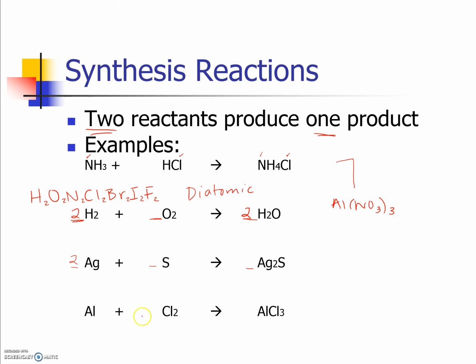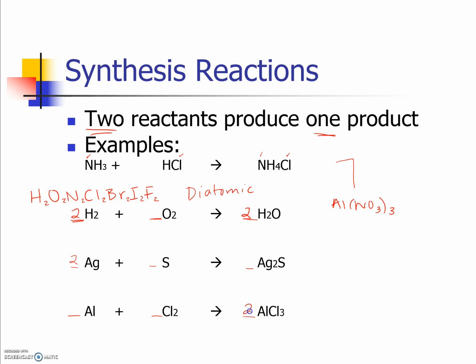And then I have Al plus Cl2 yields AlCl3. So I know my Cl's aren't good. So I'm going to go ahead and put that there. So since my Al is okay, I'm going to go ahead and deal with my Cl. Well, I have 2 here and I have 3 here. I can't make this into 3, and I can't make this into 2. So it's sort of like finding a common denominator, finding something in common.